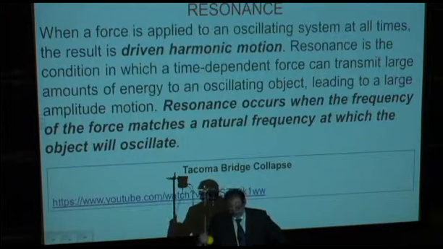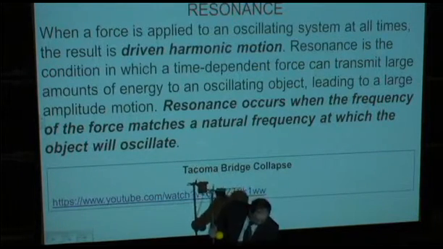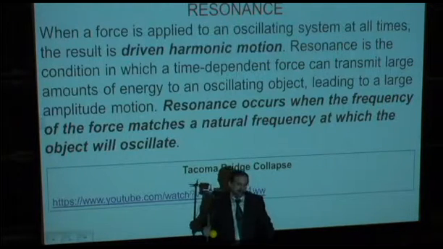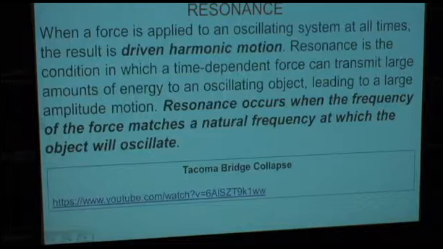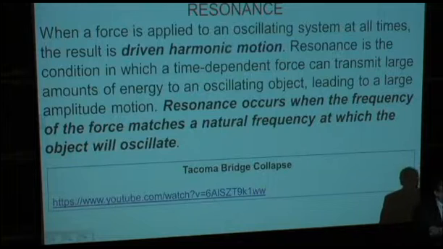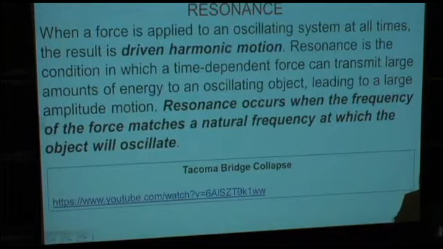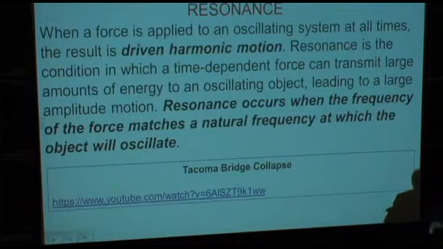We don't want that. That's why, for example, if you watch troops marching across a bridge, they don't march, you know, left, right. No, because if by any coincidence the frequency of stomping will be equal to the natural frequency of the bridge, and every bridge is moving. Look at this link. It might break.